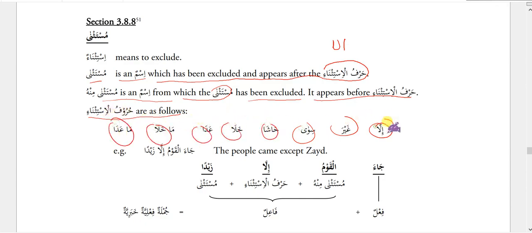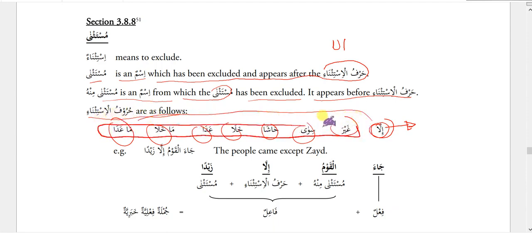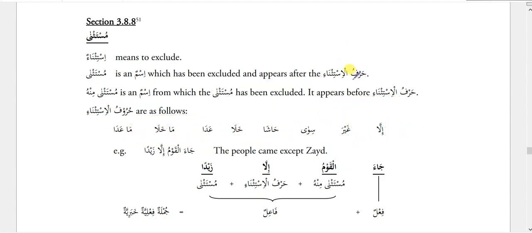From which illa is generally used most as compared to all these, because ghaira, siwa, hasha, khala, ada, ma khala, ma ada, all these are also harfe jar. So generally their usage is with harfe jar, except illa and ghaira, or sometimes siwa as well.